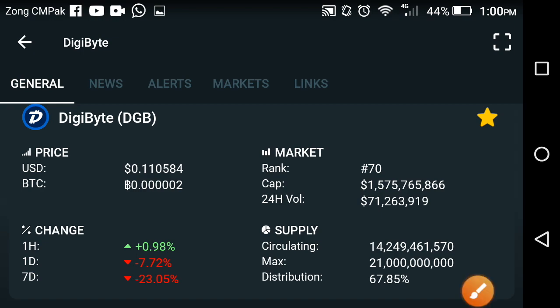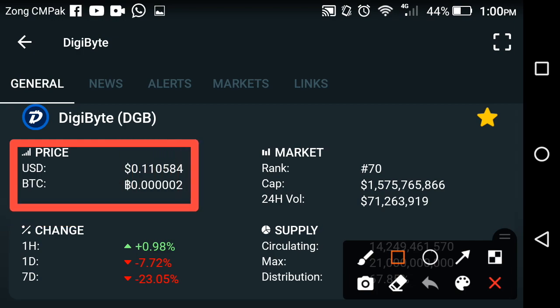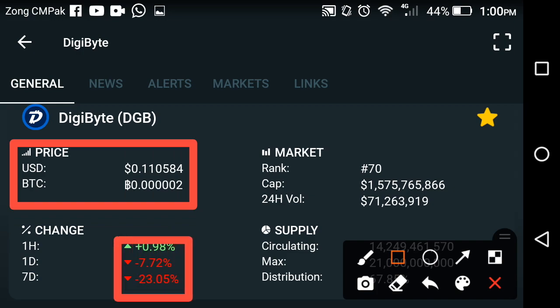If we look at the current price of DigiByte, as you can see here, the current price is about 0.110584 USD. And if you look at the price change occurring in DigiByte, the last 1 hour change is positive, the last 1 day change is negative, and the last 1 week change is also negative, friends.